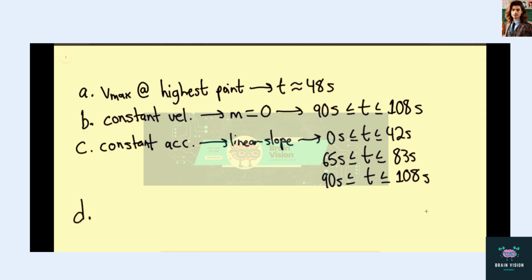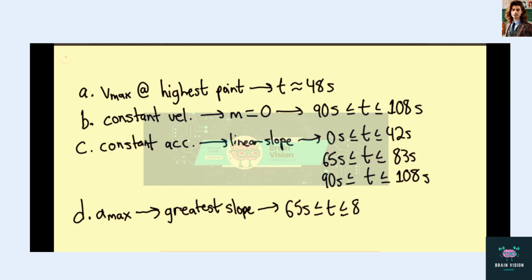And for part D, we want to find where we get a maximum acceleration. So where on the graph is the acceleration max? And this corresponds to where we have the greatest slope. So according to the graph, the greatest slope occurs from, again, 65 seconds to 83 seconds. That is the end of the solution.